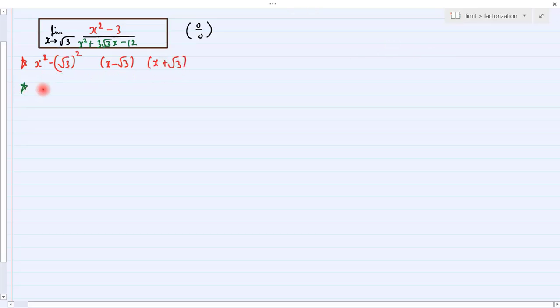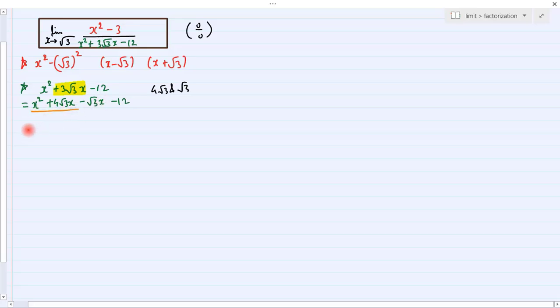Now let's try to get factors of denominator, and for that we need two digits having product equal to minus 12 and summation equal to 3 root 3, and those digits are 4 root 3 and minus root 3. So first and last term will be as it is, and we have to split the middle term as 4 root 3x minus root 3x.